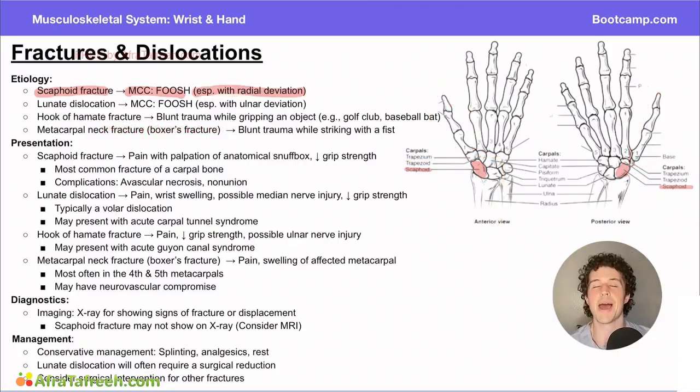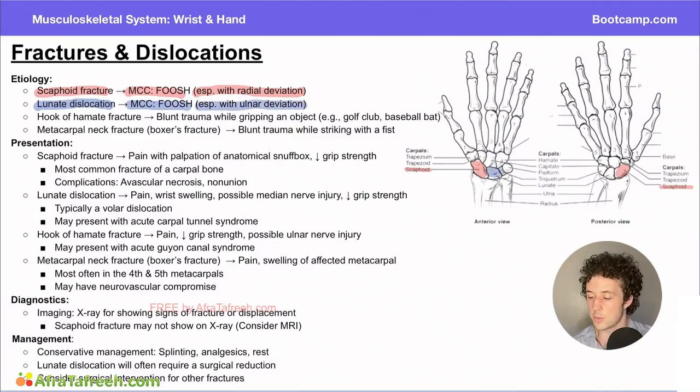So I want you to imagine that you are walking and all of a sudden you find yourself FOOSHing. And while you're falling with your outstretched hand, you deviate your fingers in the radial direction. And that is going to orient the scaphoid to be a little more prone to contact with the ground and be fractured in the process. Another common injury of the carpal bones being lunate dislocation. Again, the most common cause being a FOOSH, this time with ulnar deviation.